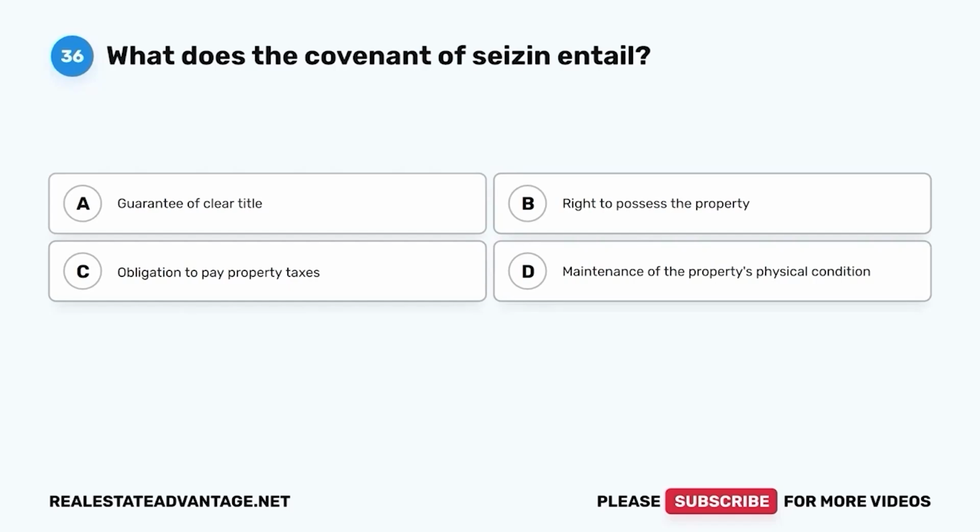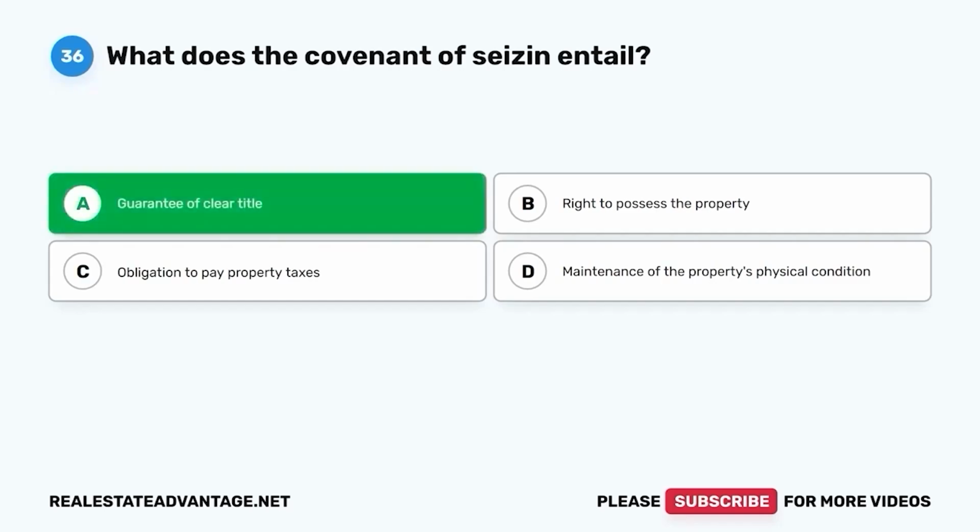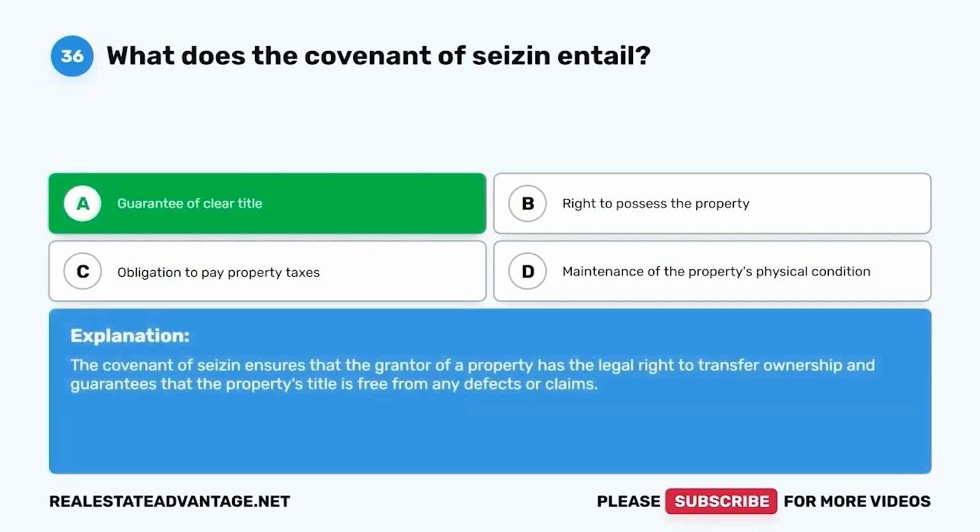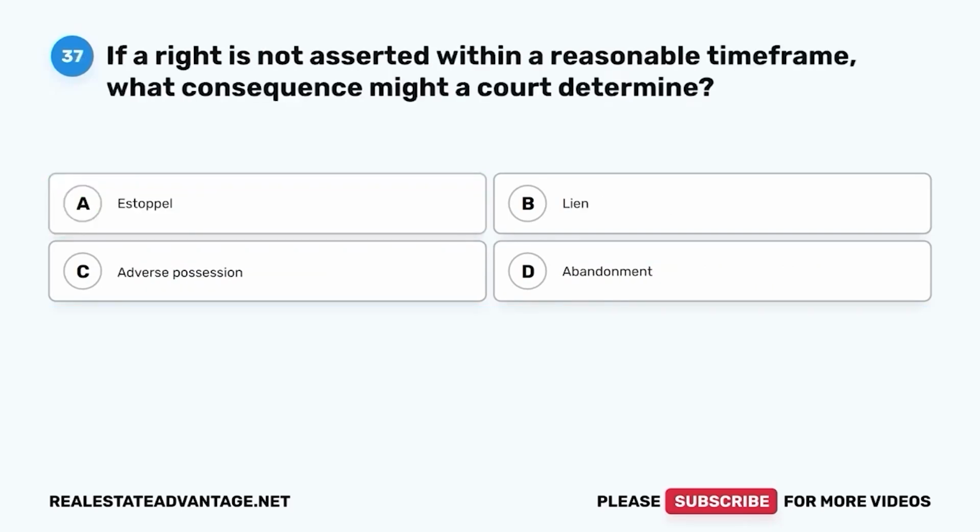A. Guarantee of clear title. B. Right to possess the property. C. Obligation to pay property taxes. D. Maintenance of the property's physical condition. The correct answer is A. Guarantee of clear title. The covenant of seisin ensures that the grantor of a property has the legal right to transfer ownership and guarantees that the property's title is free from any defects or claims.